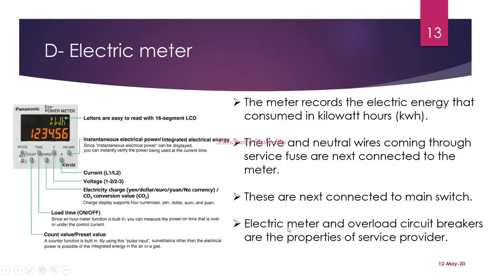Electric meter. The next device we are connecting into our household electric circuit is the electric meter. As you all know, the meter records the electric energy consumed in kilowatt hours. The live and the neutral wires coming through the service fuse are next connected to the meter. These are next connected to the main switch. The electric meter and overload circuit breakers are the property of the service provider.